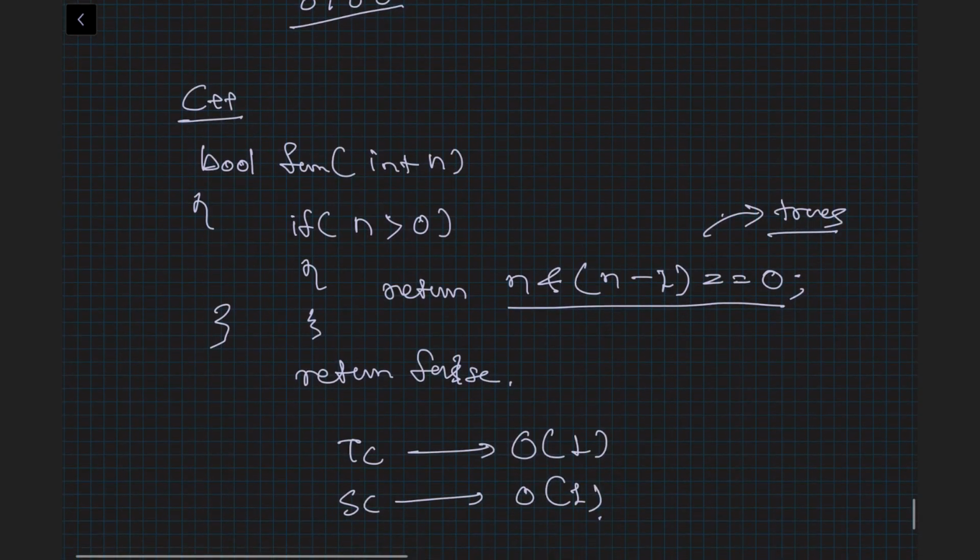The code is quite simple. If the number is positive, we return true if this equation equals 0, else we return false. What will be the time complexity? The time complexity is O of 1 and the space complexity is O of 1.